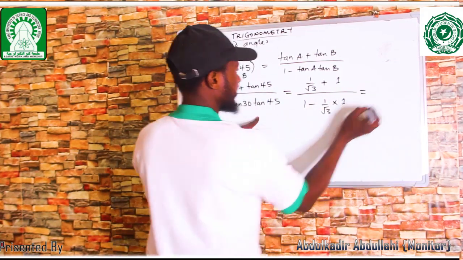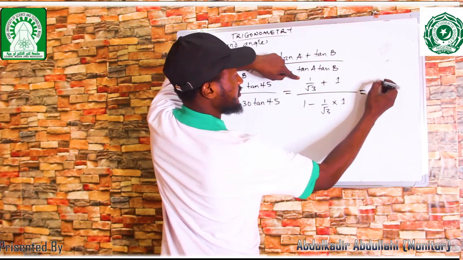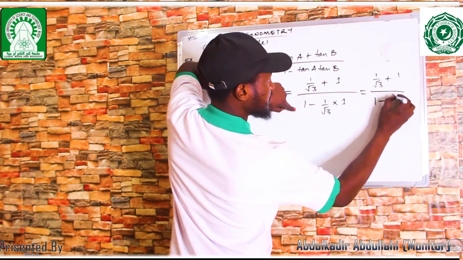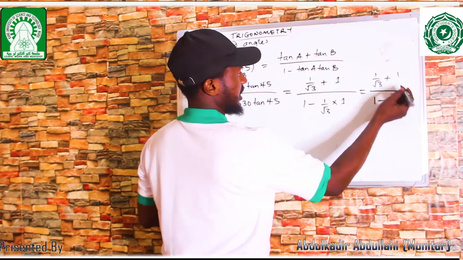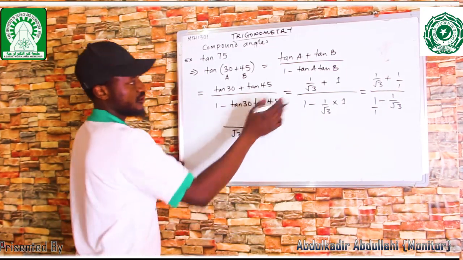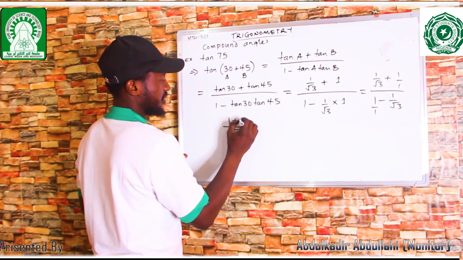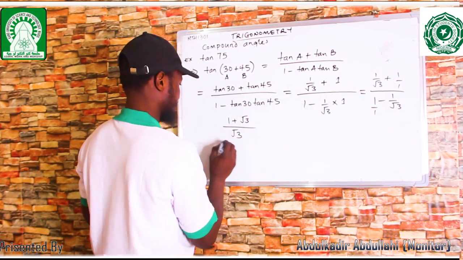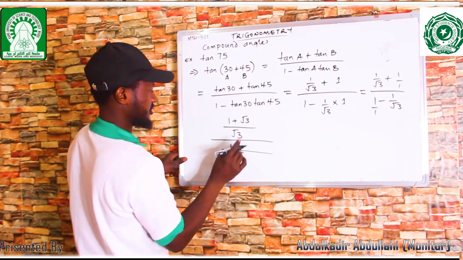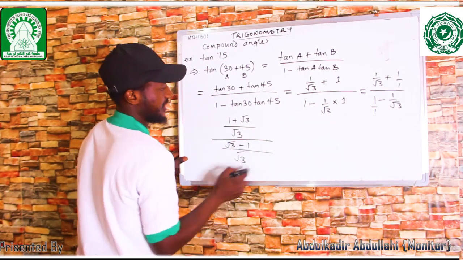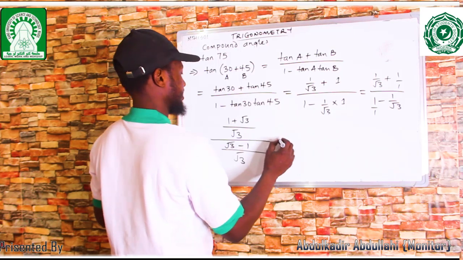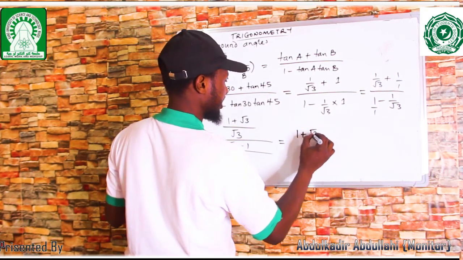So now let's simplify. Simplifying, we're going to have 1 over root 3 plus 1, over 1 minus 1 over root 3. Here we find the LCM as well. The LCM is root 3. Having root 3, we are going to have 1 plus root 3 all divided by root 3. The LCM is root 3 also. We are going to have root 3 minus 1 here, over root 3. And this is the same thing as 1 plus root 3 divided by root 3.